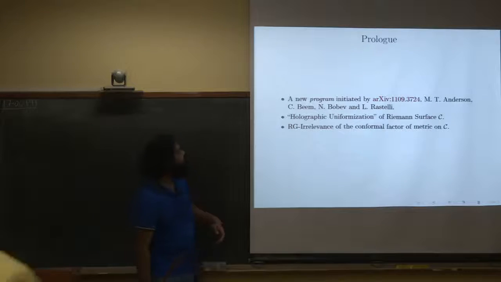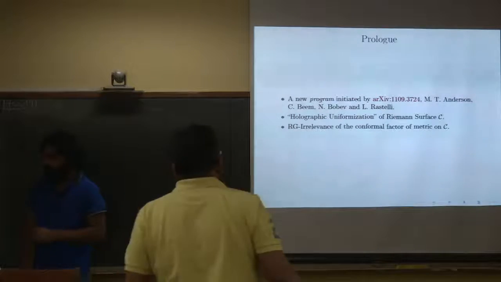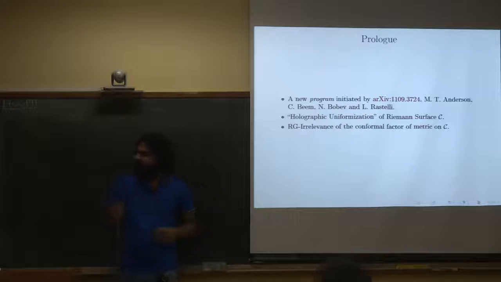So first, prologue. There was a program initiated by Chris Beam and collaborators in which they put some theory on a Riemann surface, and then they showed that if you perform a renormalization group flow on that theory and go to the infrared regime, the metric essentially flows into a constant negative curvature metric in the IR. No matter what metric you start with, in the IR you always end up with the hyperbolic metric in the same conformal class.